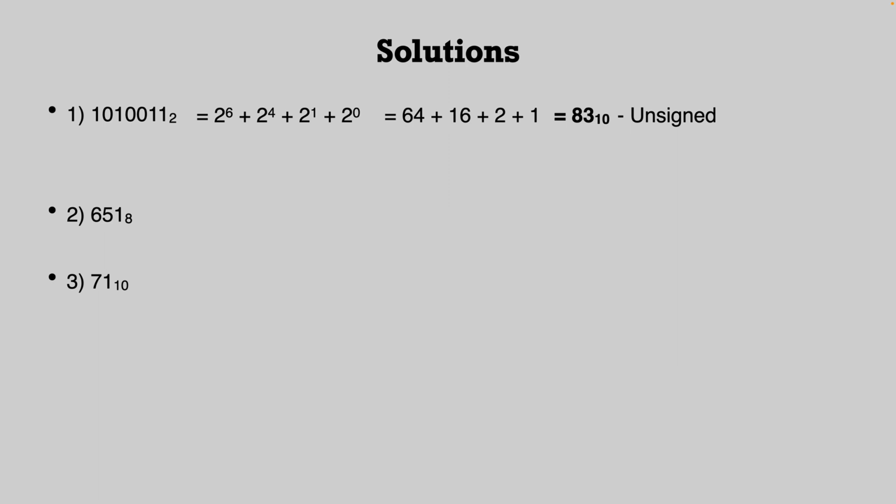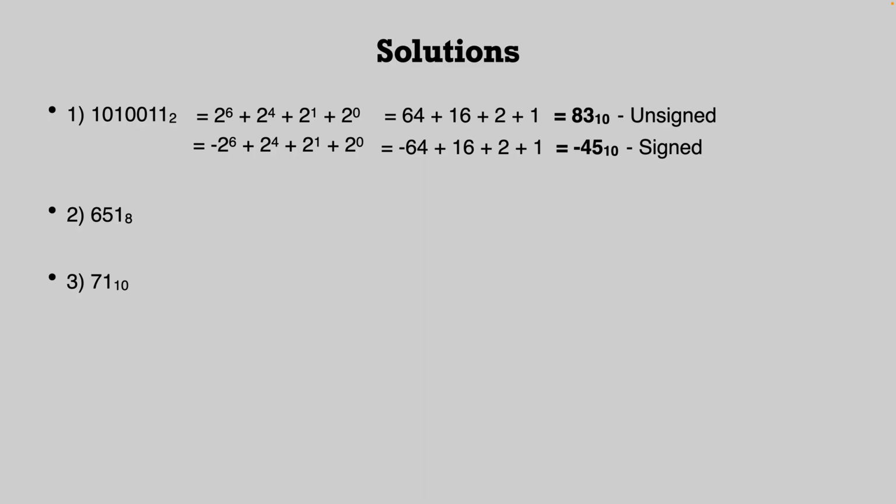And now doing the same thing for the signed case, the most significant bit is 1, so we know it's going to be negative. So that first term in adding this up is going to be negative, and consequently we have the result of negative 45 as our decimal value in the signed case.